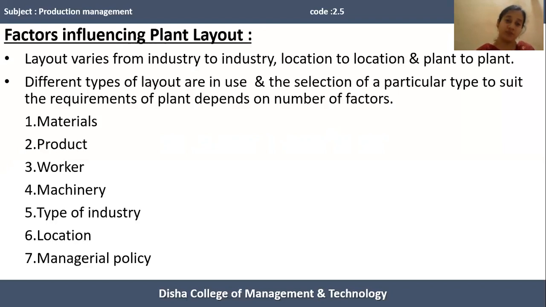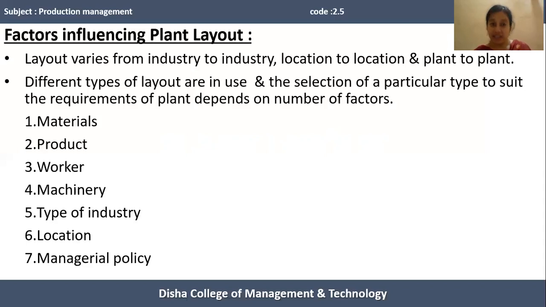So layout varies from industry to industry, location to location, and plant to plant. No two industries use the same type of plant layout. There are different types of plant layout, and the organization should identify a layout according to their requirement, according to their suitability. Means the production manager has to identify a particular layout which is suitable to the plant, and which is required by the plant.